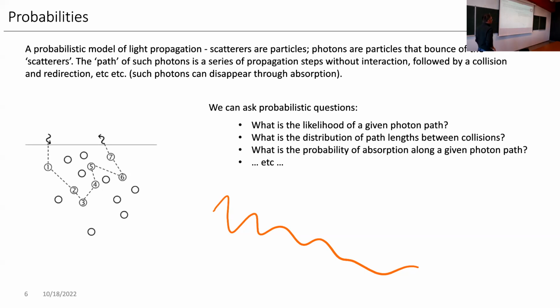That means that the question you can ask is the likelihood, the probability, of any given photon path. You can draw them and try to calculate it. You take a path like this that consists of a number of steps. We could ask ourselves what the distribution is of the path lengths taken between the collisions, what the probability of absorption is along a given path, etc.